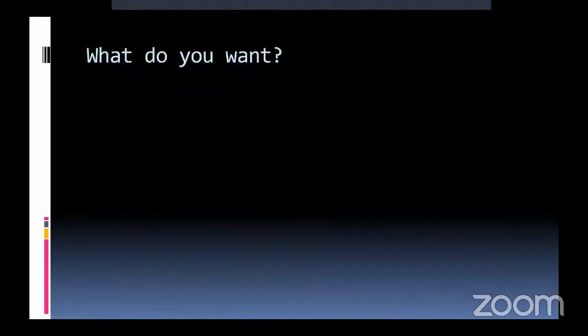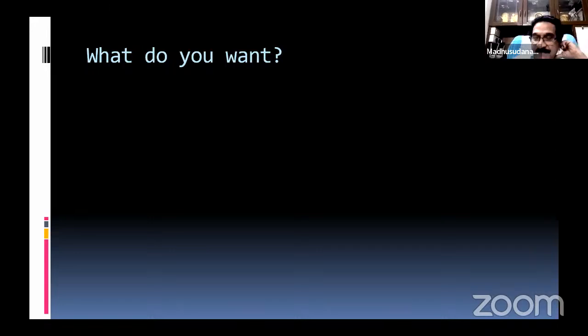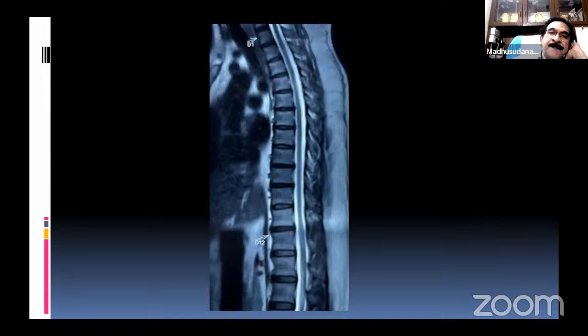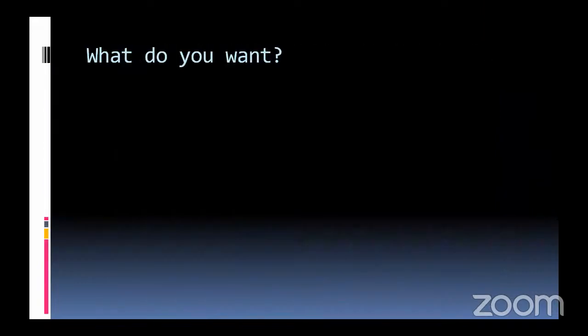The dorsal spine MRI axial cut is not available. The dorsal MRI brought by the patient shows this is the dorsal, but there was no axial cut, only lumbar axial cuts were available. So what do you want me to do? Repeat the MRI, sir. Repeat.